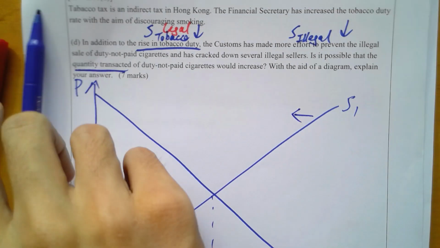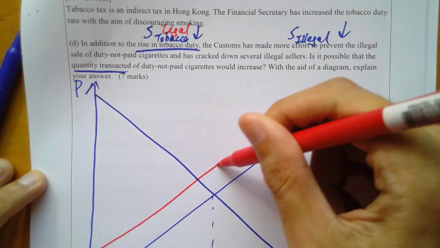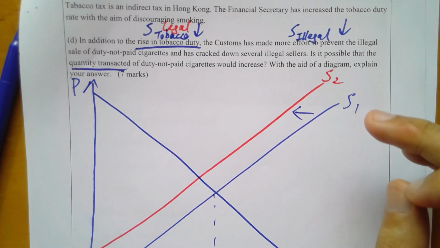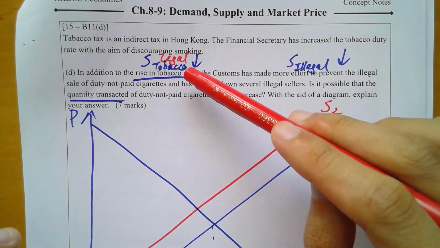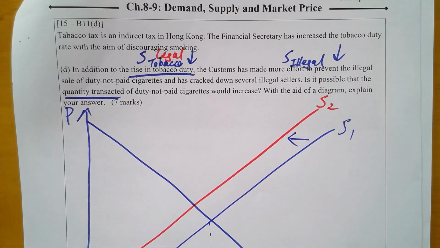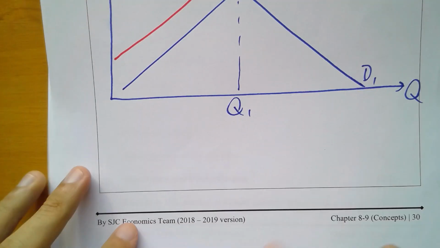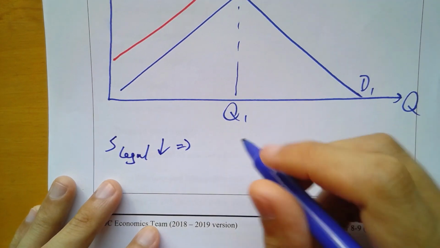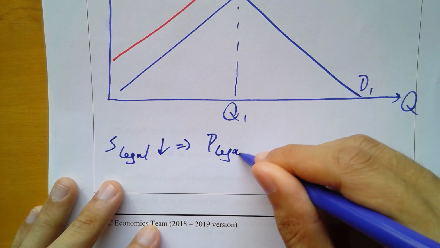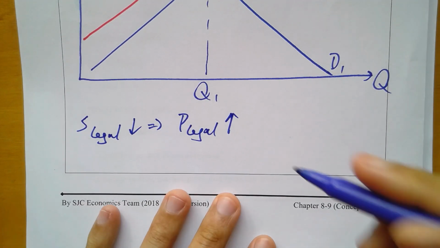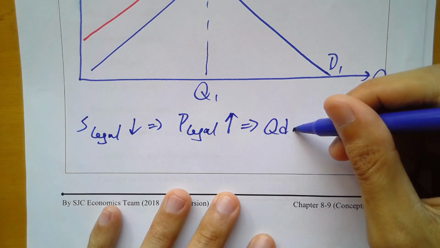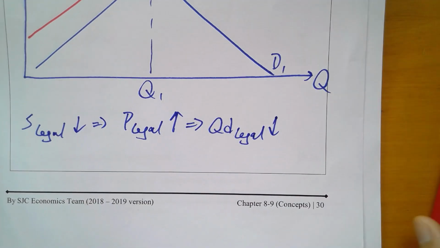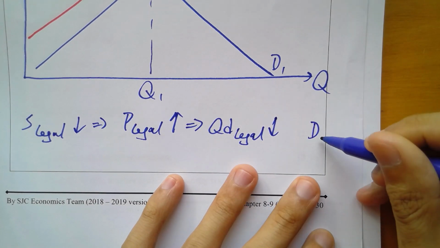So, let me use another pen. So you see, this is a decrease in supply. But then, what does it have to do with this sentence? Now think about it. When supply of legal cigarettes decreases, meaning price of legal cigarette would increase, then QD of legal cigarette would decrease. How would it affect the demand for the illegal one?